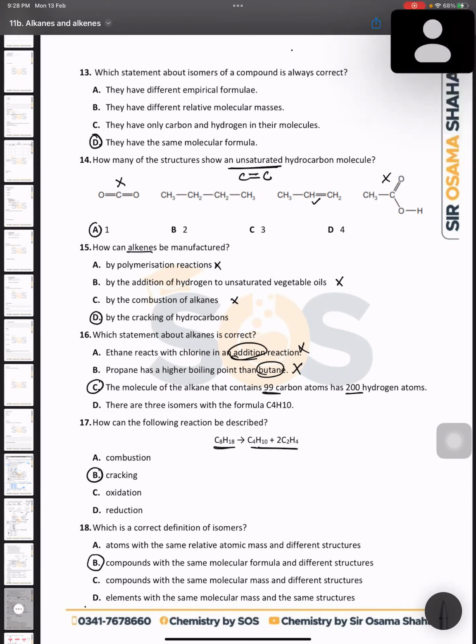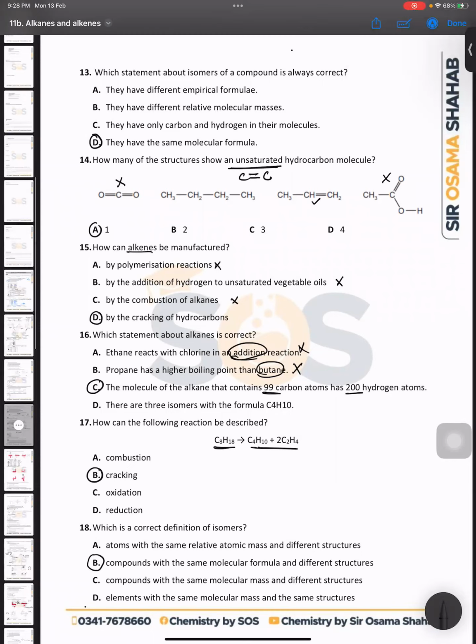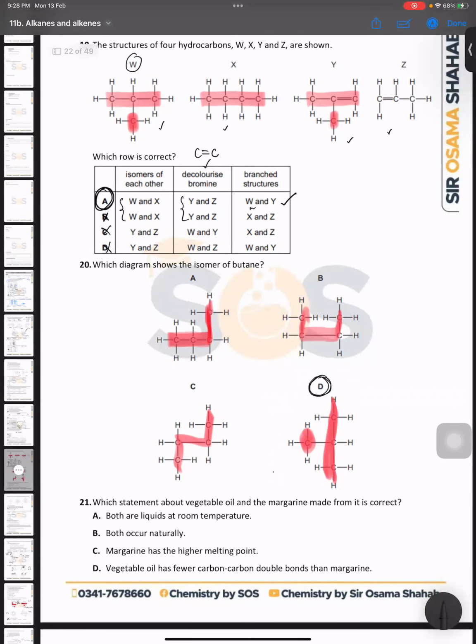Yes, sir. Okay, so the next one is here. We already talked about these MCQs. Just need to see the 21, which is statement about vegetable oils and the margarine made from it is correct. So both are liquid at room temperature and pressure. No, oil would be liquid and the margarine is solid at room temperature. So this is wrong. Both occur naturally.